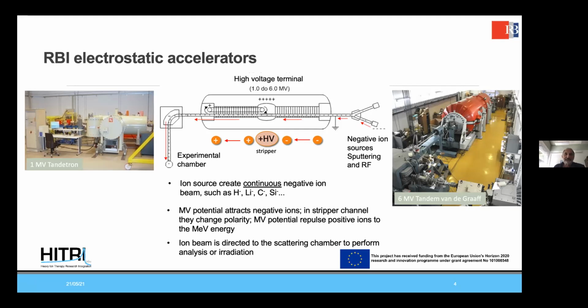negative ion. The currents are much lower, at the level of a few microamps, but then these negative ions are directed to the accelerator tube. They are attracted by the high voltage potential. Within the tube, in the stripper channel, there is a conversion from negative to positive ions. Then the positive ions are accelerated again. So this is the tandem principle. And then we have an analyzing magnet and the beam is directed into the chamber.